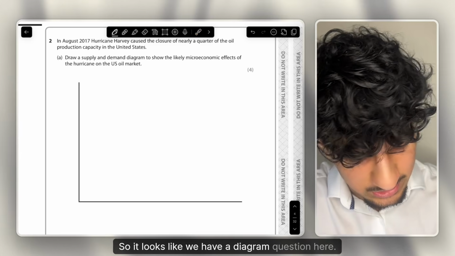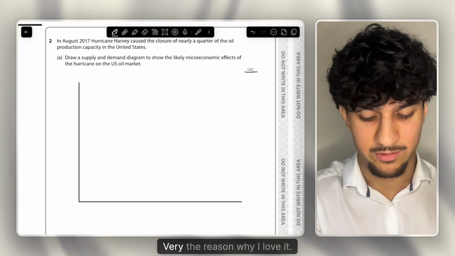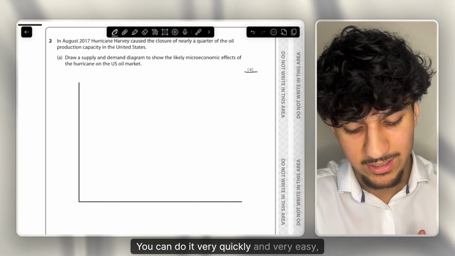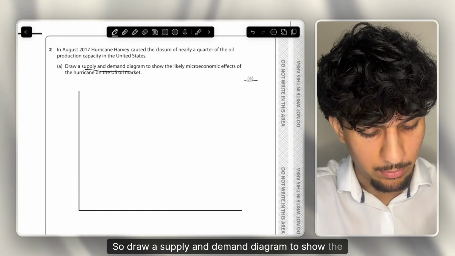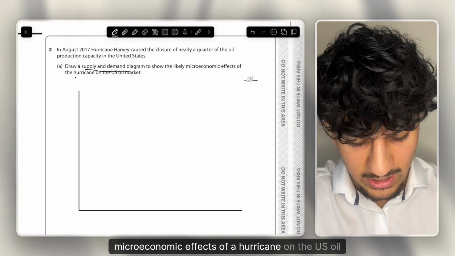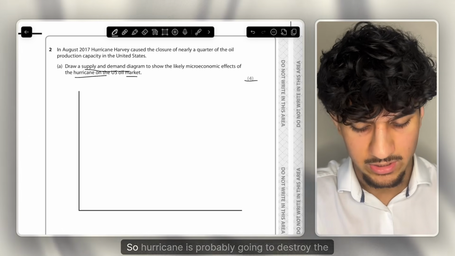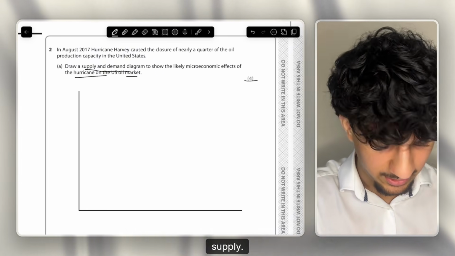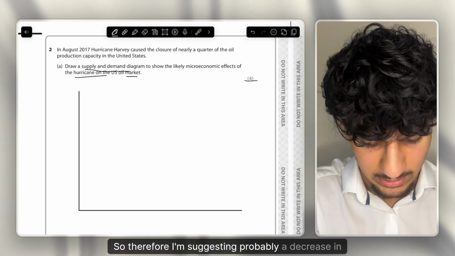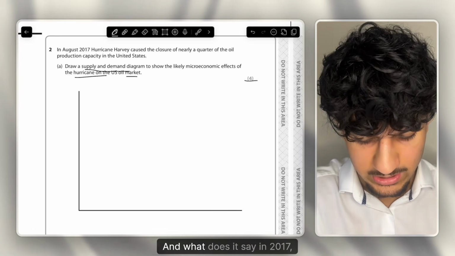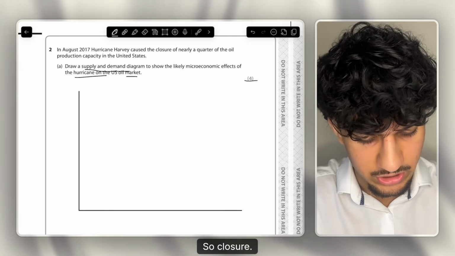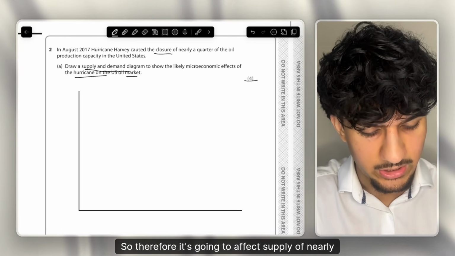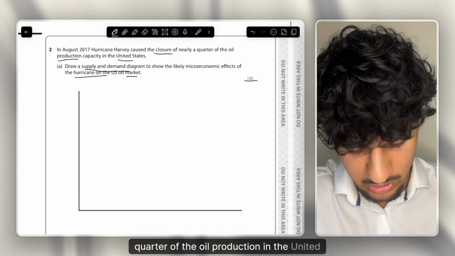So it looks like we have a diagram question here. We love a diagram question. The reason why I love it, you can do it very quickly and very easy marks. So draw a supply and demand diagram to show the microeconomic effects of a hurricane on the US oil market. So hurricane is probably going to destroy the supply, so therefore I'm suggesting probably a decrease in supply. And what does it say? In 2017, Hurricane Harvey caused closure, so therefore it's going to affect supply of nearly a quarter of the oil production in the United States.